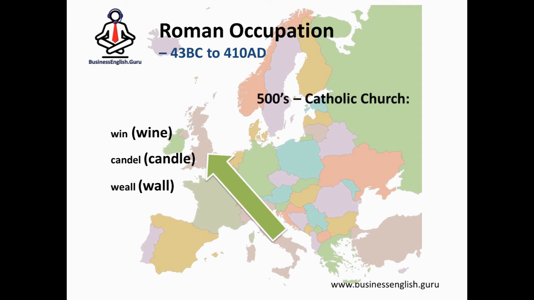In the 500s, the Catholic Church brought many more words that we still use commonly today. For example, altar, school, fork, spider, tower, and rose.